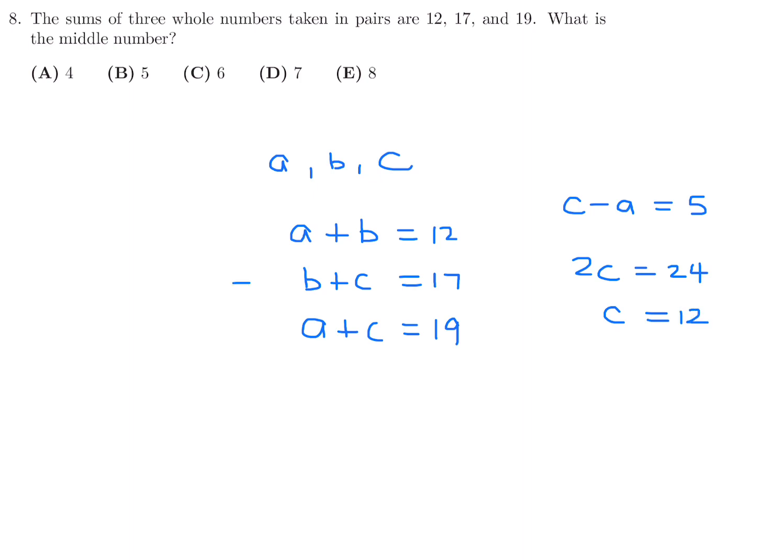Since C equals 12, substitute it back into there, and that will give you B is equal to 5. If B is equal to 5, sub it back into there, and you get A is equal to 7. So the numbers are 5, 7, and 12, and therefore the number in the middle of 5, 7, and 12 is 7. So number 8, the answer is 7, and that is choice D.